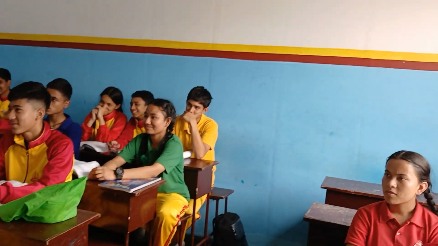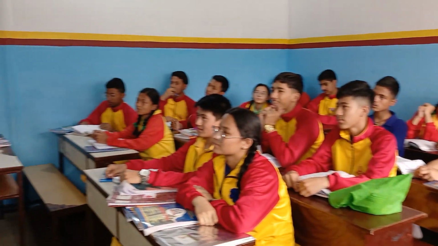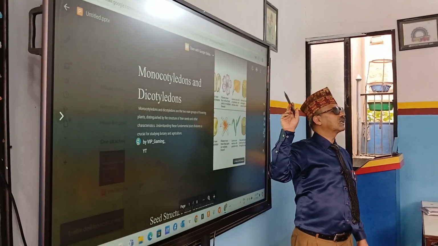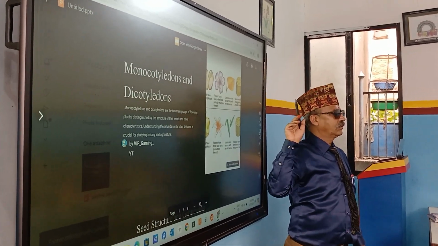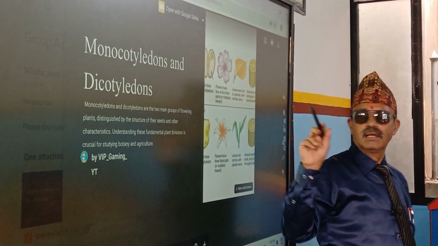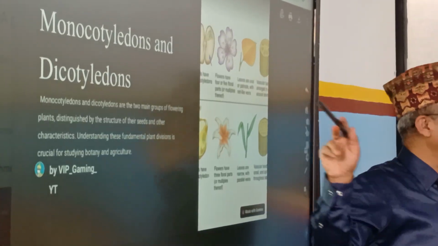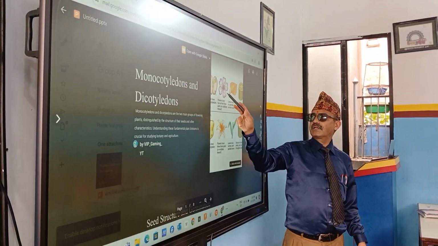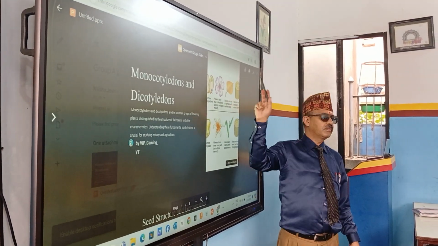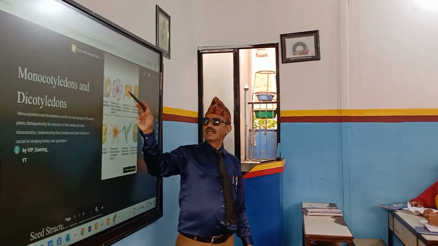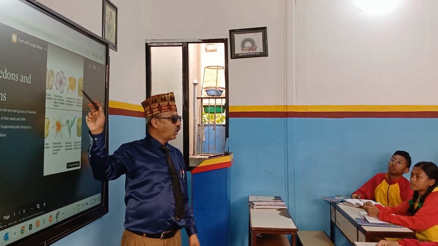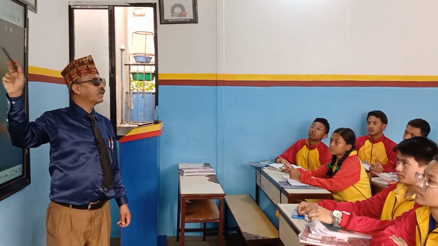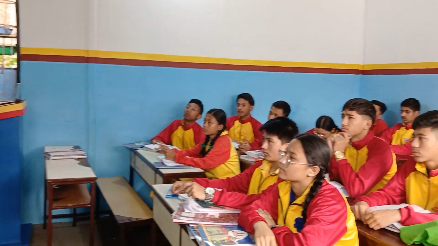And see here, these flowers, the 1, 2, 3, 4, 5. Can you see these or not? These colored parts are called petals. If there are 4 or 5 petals, that is dicot. Remember, if petals are 1, 2, 3, 4, 5, that is dicot. If either 3 or a multiple of 3, meaning 3 or 6 or 9, that is monocot.